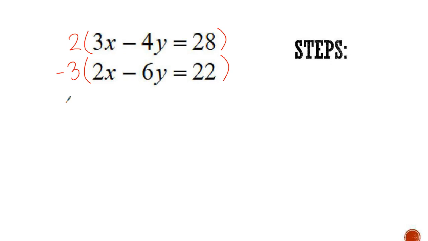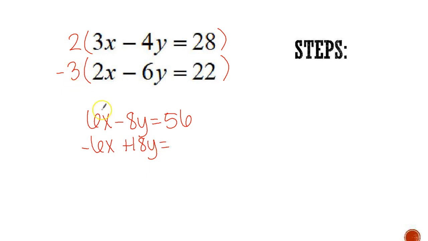So now I'm going to multiply the entire top by 2. So that's 6x. 2 times negative 4 would be negative 8y equals 2 times 28 is 56. Negative 3 times 2x would be a negative 6x. Negative 3 times negative 6 is a positive 18y equals negative 3 times 22 is a negative 66. Add my equations together. Now I have a beautiful opposite that's going to go away.